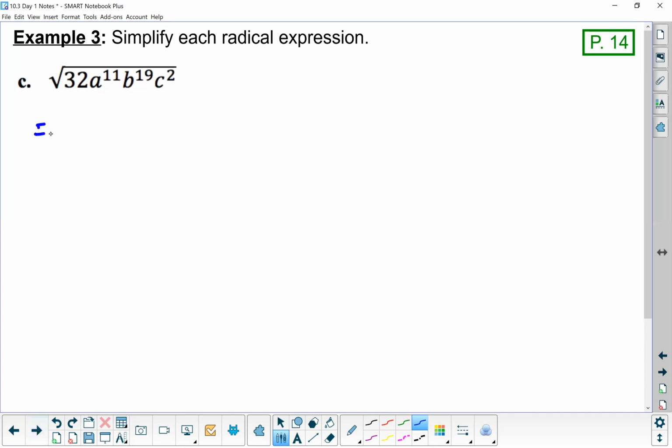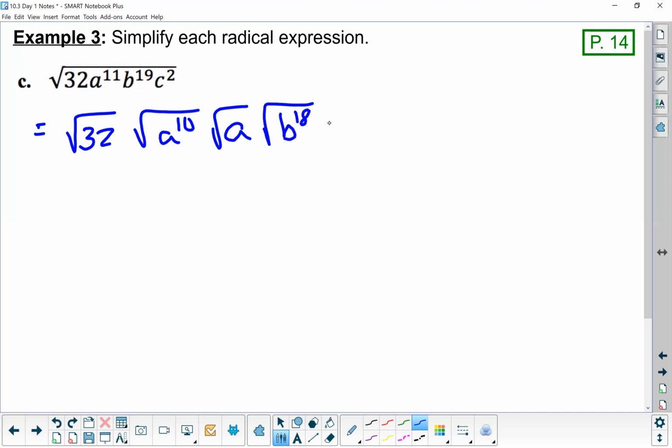Another one here. We have the square root of 32, a to the 11th. 11 is an odd power. The largest even number less than 11 is 10. b to the 19th, 19 is odd. The largest even number less than 19 is 18. We'll have a square root of b there. c to the 2nd, 2 is even, so we just leave c to the 2nd like that.